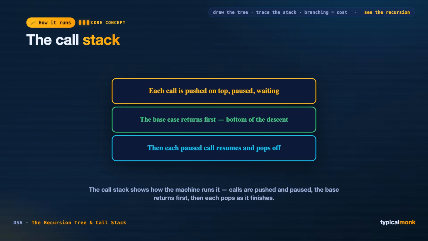So the takeaway: the call stack shows how the machine runs the recursion. Each call is pushed and paused. The base case returns first. Then each paused call resumes and pops off, walking the tree one path at a time.